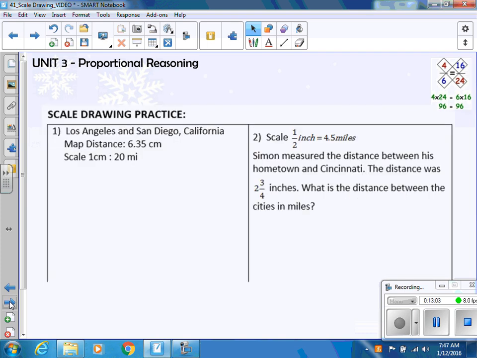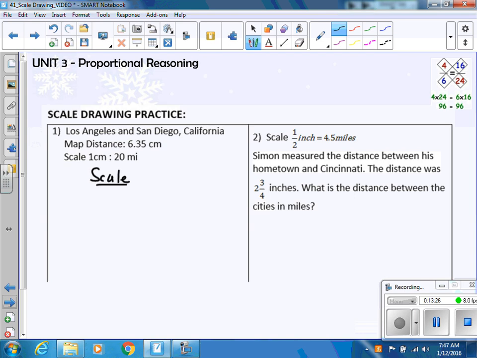Alright, these are the last two examples I'm going to do, and you're going to do 3, 4, 5, and 6 through your Edmodo quiz. But let's look at some more examples. On this one, I can assume I've got Los Angeles and San Diego, California. It's talking about a map, so I know I'm looking at a map and it gives me the scale. So always start with your scale.